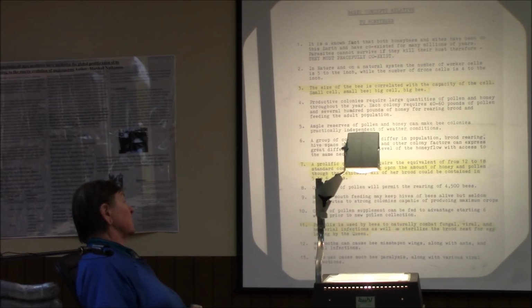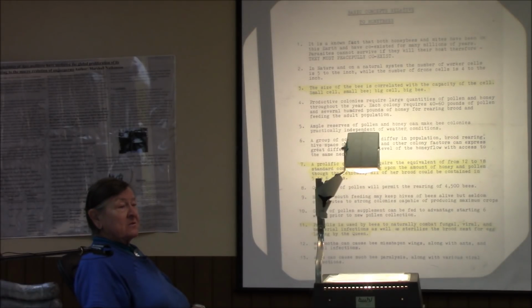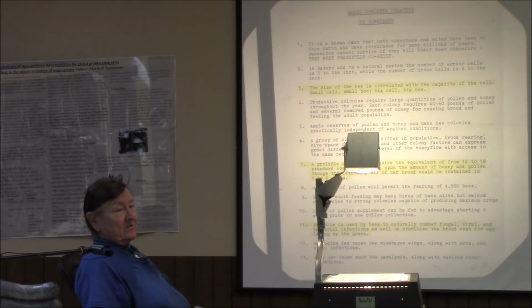7, a prolific queen will require the equivalent of 12 to 18 standard combs, depending on the amount of honey and pollen, though theoretically all of her brood could be contained in 5 to 6 combs. And we're talking deeps here, completely laid up top to bottom, side to side, but spread out where it has honey and pollen around the brood in a lot of areas. It can be double that because the bees are using it for food, for feeding close, so they're not going as far in the hive back and forth, but it's also an insulation factor against heat and cold.